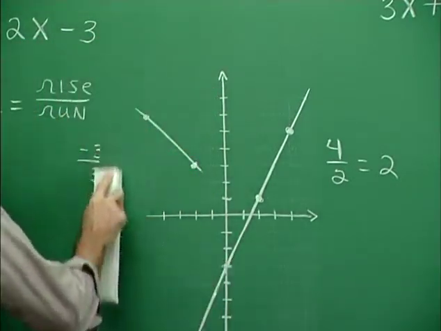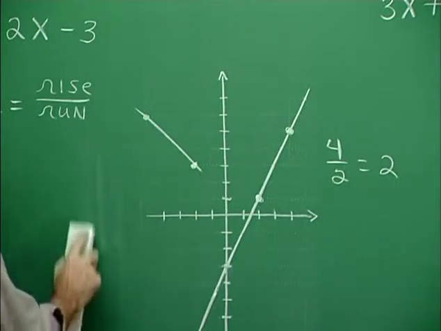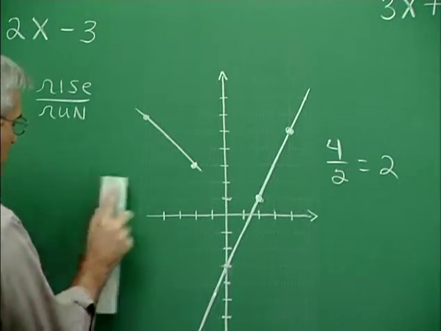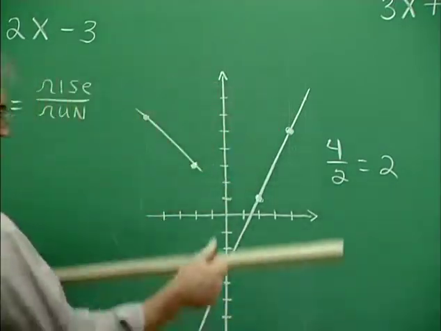Now let's consider the situation of a vertical line. We considered a horizontal line a moment ago, and we said that a horizontal line has a slope of 0.